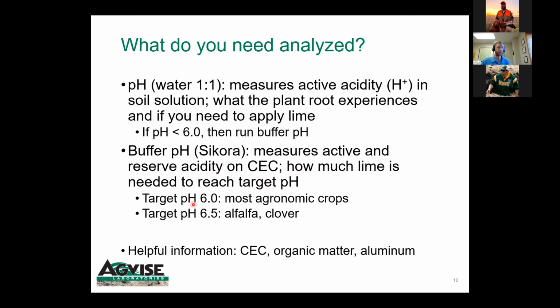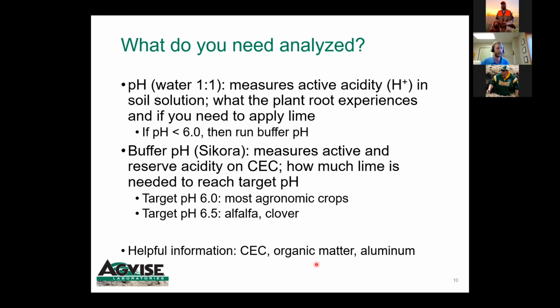And for most crops, we would end up liming to increase that soil pH back up to a pH of 6, which is good for most crops. For some more sensitive crops like alfalfa and clover, we would lime it even further to try to get it up to 6.5.